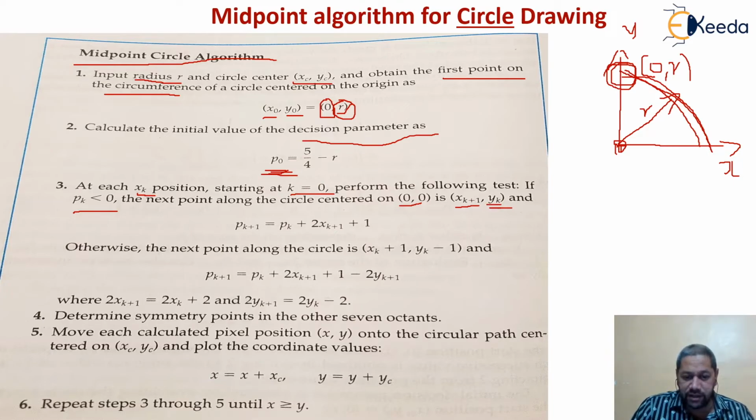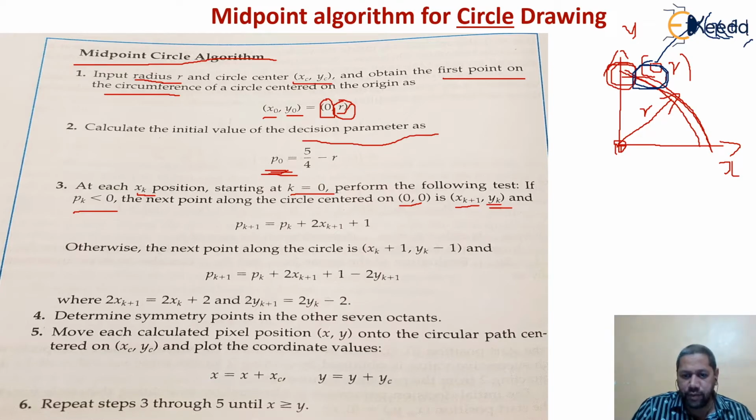In that case, this will be my next pixel. What is the value of this? Here you can find x is incremented, so x is having the value x plus 1.